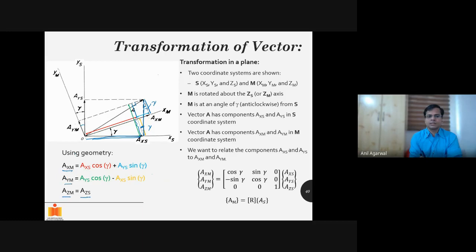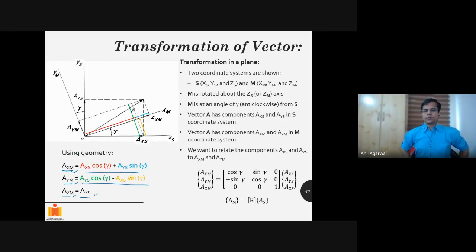And AZM remains the same as AZS because I'm not rotating in such a way that the projection in the Z direction would change. The projection of this vector in the Z direction would not change. The Z axis is where it was, and vector A is where it was. So its projection on the Z axis would remain the same. So AZS is the same as AZM in the new coordinate system. But AXM and AYM have changed.